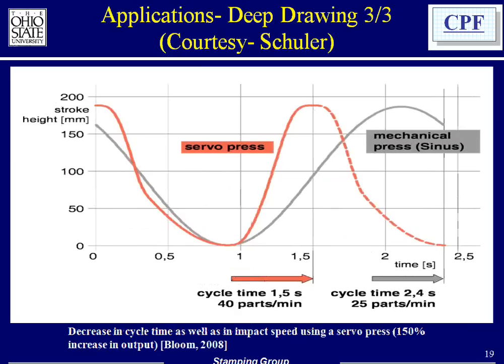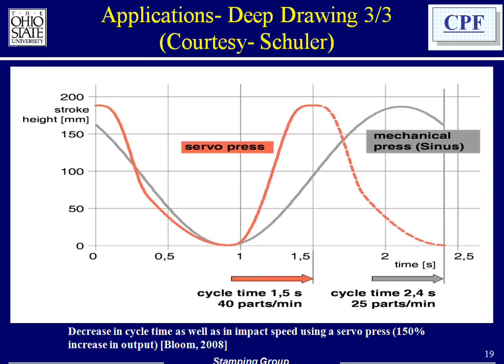Now, in slide 19, we see another application. Again, the gray one is the slide stroke versus time, and the red one is the servo press. In this case, we slowed down the servo press. Sorry about that, something came here. Okay, we slow down the servo press.